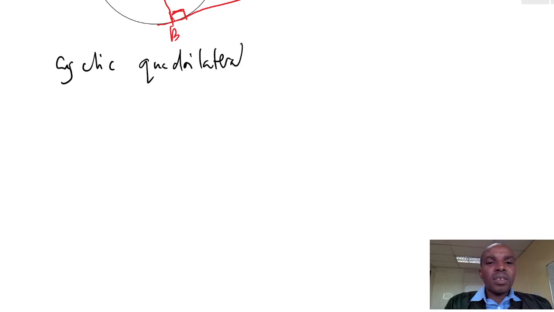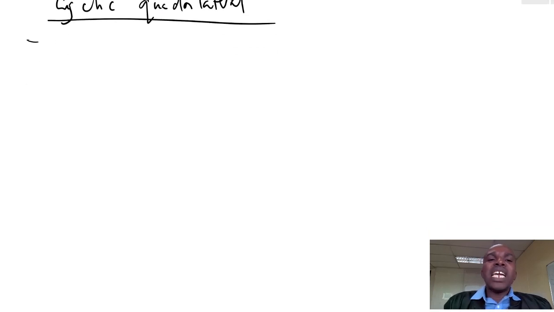Right, then the other thing is now based on cyclic quadrilaterals. A cyclic quadrilateral is a four-sided shape that is inside a circle, all of whose corners touch the circumference of the circle. That's what is known as a cyclic quadrilateral, right? So if I draw a cyclic quadrilateral here, it will be like this. This one is my circle. Let me put a proper one.